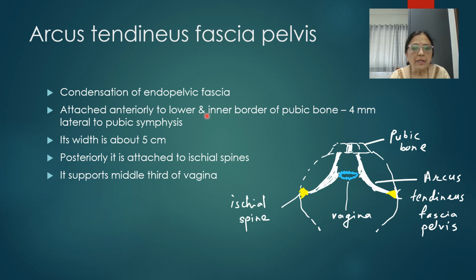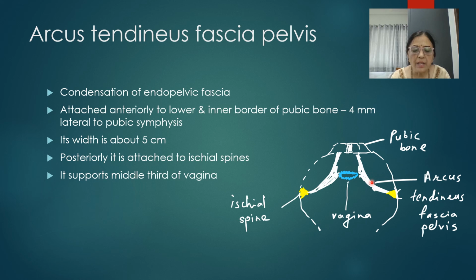It is attached anteriorly to the lower and inner border of the pubic bone, 4 millimeters lateral to the pubic symphysis. This is the pubic symphysis, and just lateral to that, 4 millimeters lateral to it, is this arcus tendineus fascia pelvis attached to the lower and inner margin of the pubic bone. Its width is about 5 centimeters. It runs posteriorly and then gets attached to the ischial spines like this.